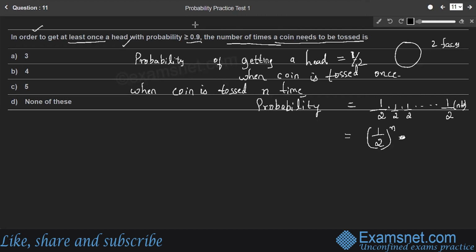Here it is given that the probability is greater than or equal to 0.9. I'll read out the question once again. In order to get at least one head with probability greater than or equal to 0.9, the number of times the coin needs to be tossed. In the general case, the probability is 1 by 2 raised to n, but it is given that the probability is greater than or equal to 0.9. So just imagine a case in which the probability of getting a head is equal to 0.9. In that case, you cannot directly write 1 by 2 raised to n as equal to 0.9. You cannot write like that.